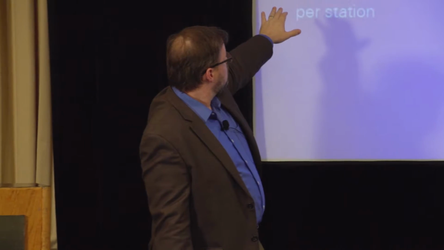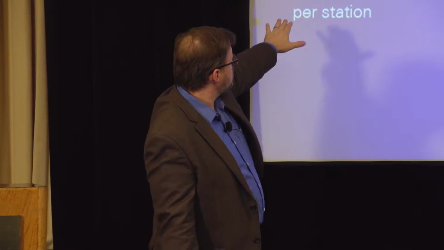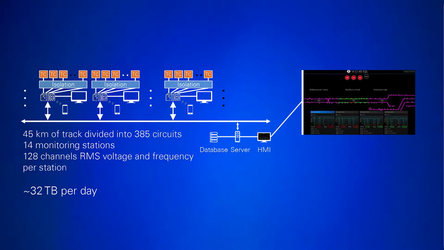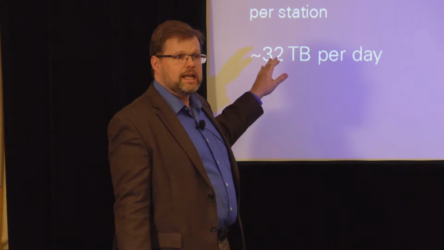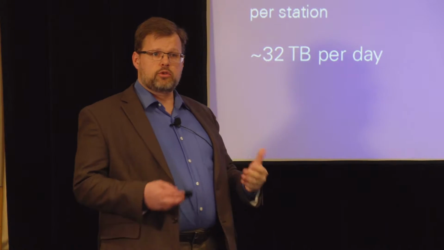So they ended up deploying systems that, again, acquired analog data. They implemented a particular system, 14 monitoring stations across the 385 track circuits, okay? And each one of those monitoring stations has 128 channels of RMS voltage and frequencies. That maps to 32 terabytes of data being acquired every day. Okay. And through that, they can determine the overall health of the track circuit.